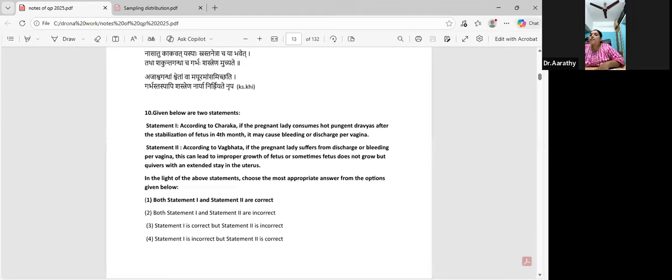The second one states according to Vagbhata. So the first one was according to Charaka, the second one is according to Vagbhata. If the pregnant lady suffers from discharge or bleeding per vagina, this can lead to improper growth of fetus, and sometimes the fetus does not grow but cures with an extended stay of fetus. So this is also said by Vagbhata, right? Vagbhata also mentions these symptoms in Upavishtakam.